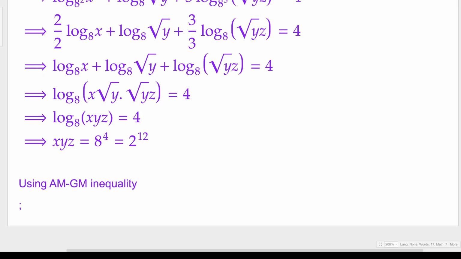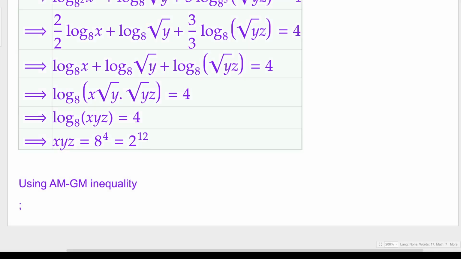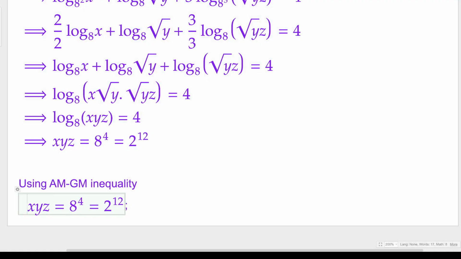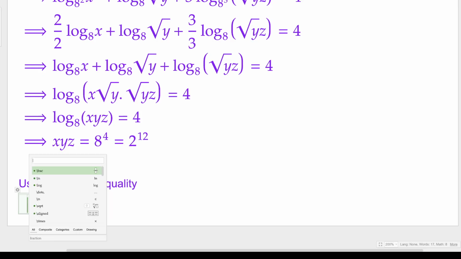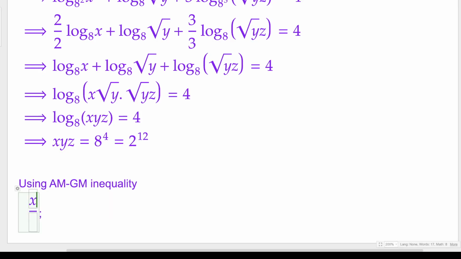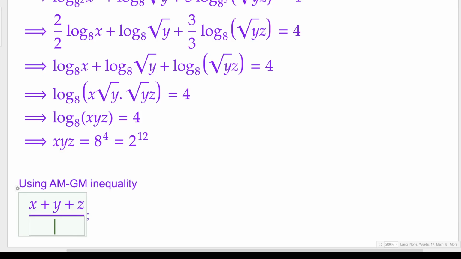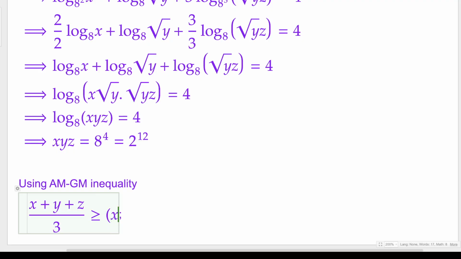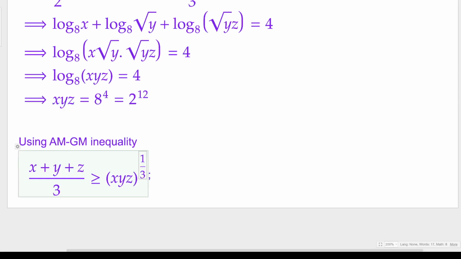So it clearly states that if I have the sum of these three numbers, I can take the sum of these three, x plus y plus z, and take the average. This will always be greater than or equal to the cube root of the product of these three, that is x times y times z taken to the power of 1/3. So this is what the AM-GM inequality states.